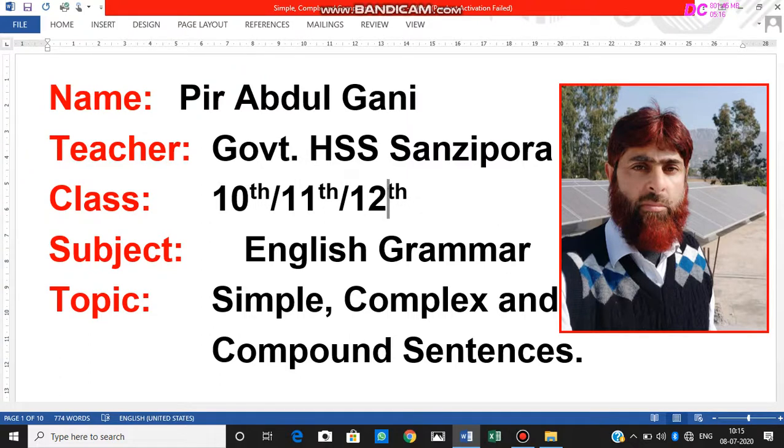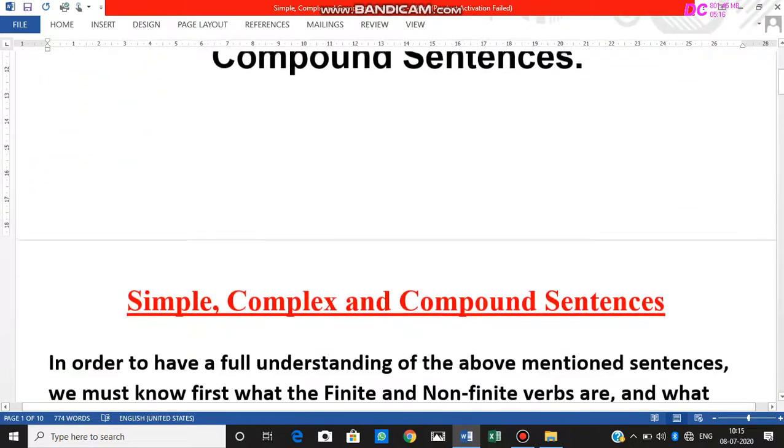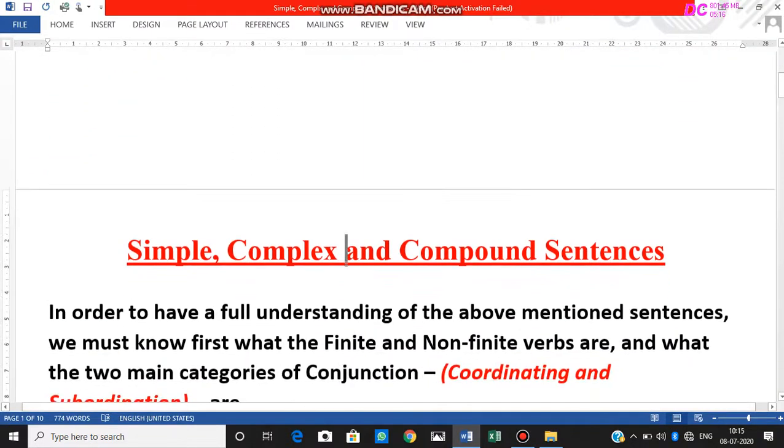Today I have selected the topic simple, complex and compound sentences in English grammar, and it is meant especially for ninth, 10th, 11th and 12th class students in particular. Simple, complex and compound sentences.